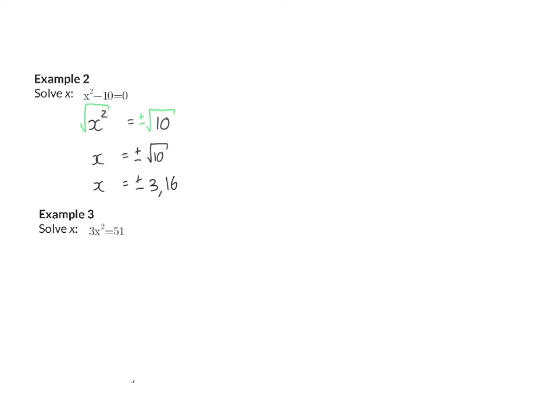In example 3, there's just one little change, and that is that there's a 3 multiplied to x squared. If you don't think about it and just jump right into it, you might say, let's take the square root on both sides. The problem with that will be that you will now be stuck with a square root of 3 times x on the left.